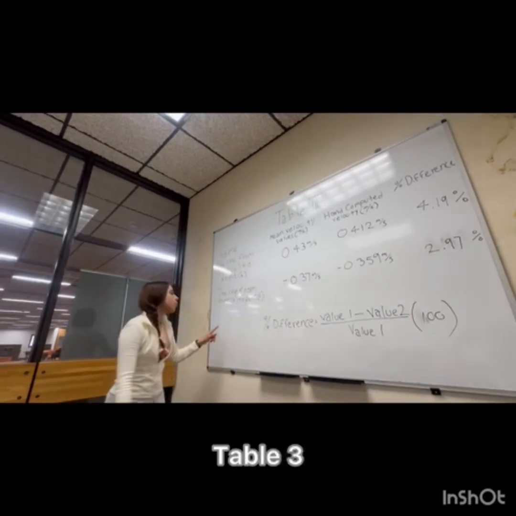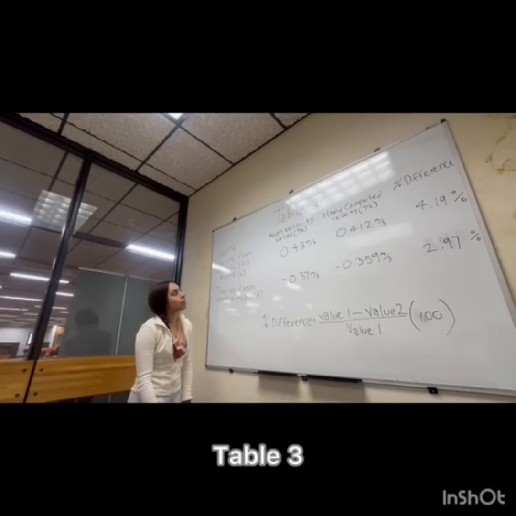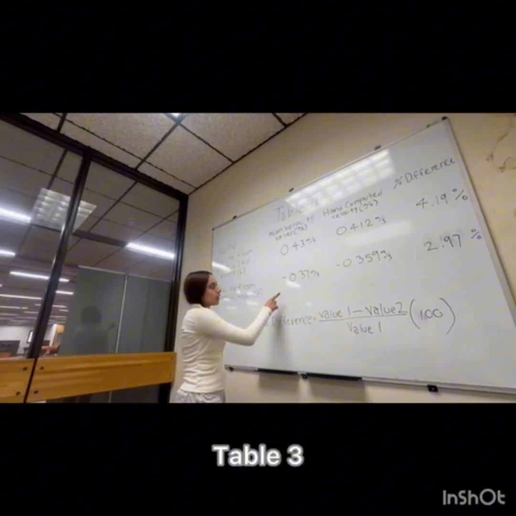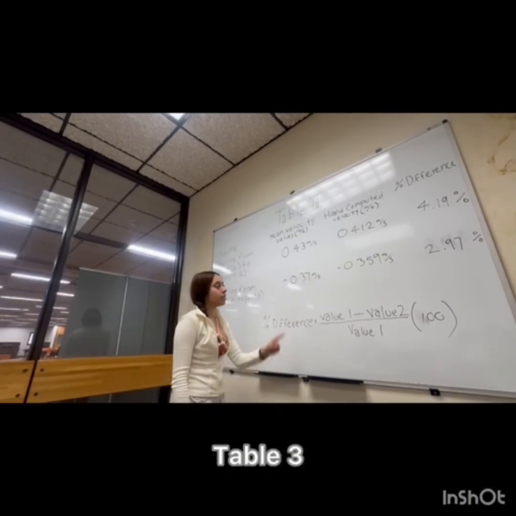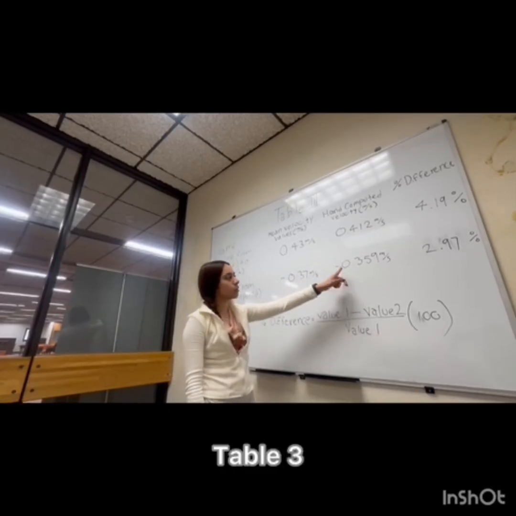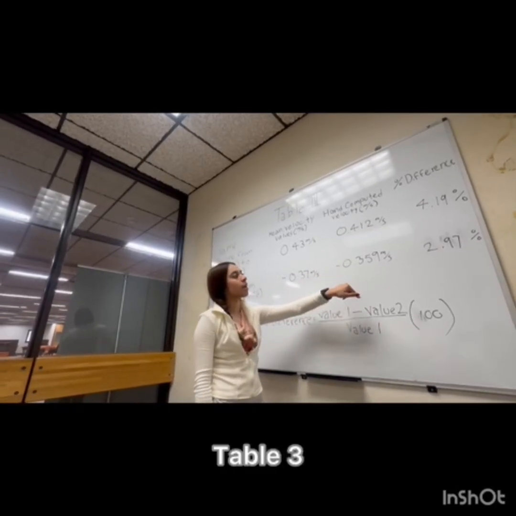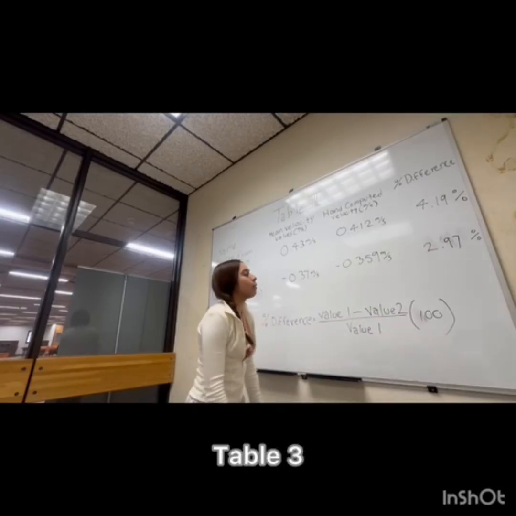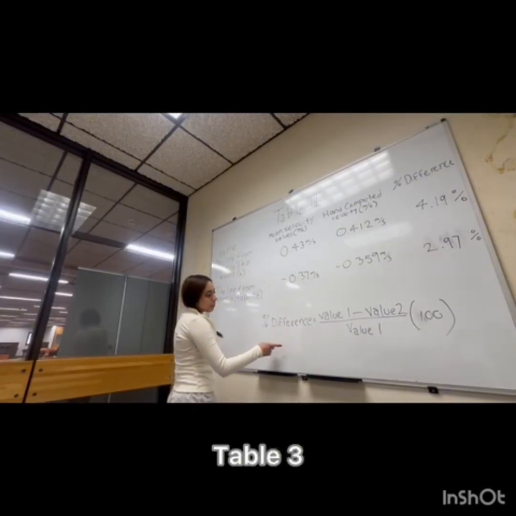And then for point B to point C, we got the mean value from the computer, negative 0.37 meters per second, and the hand computed velocity was negative 0.359 meters per second. And we again did this procedure.